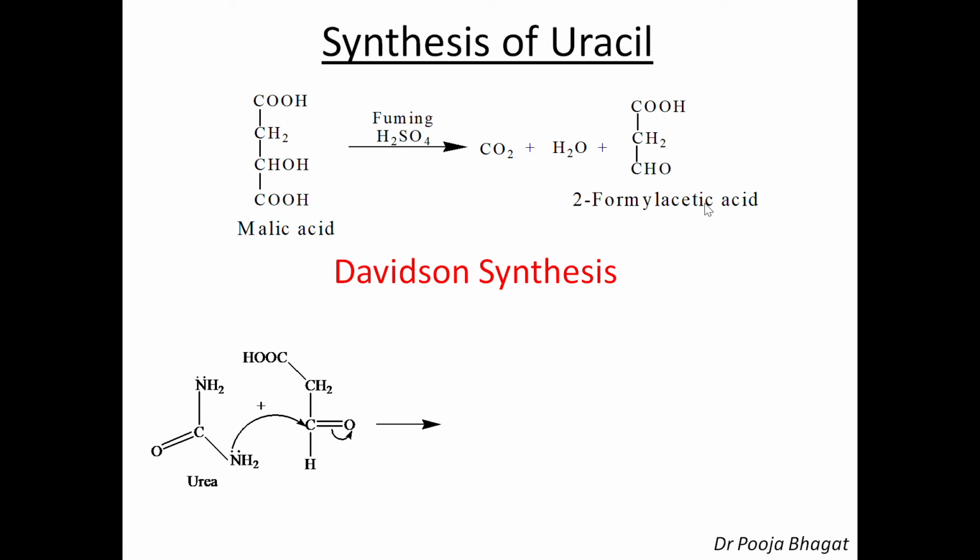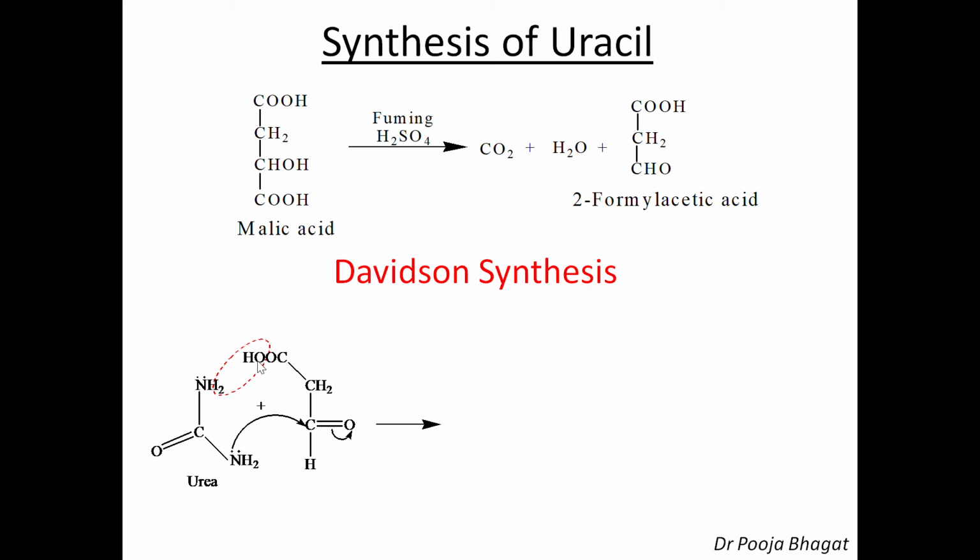Now this part will react with urea. So urea is one of the starting materials, and the second starting material is generated from malic acid. So malic acid gets converted into 2-formyl acetic acid. Now you can easily write down the reaction. The lone pair of electrons will attack the carbon and the double bond will shift towards the oxygen.